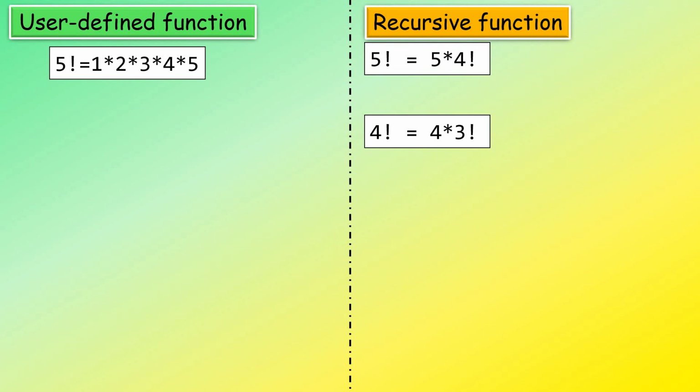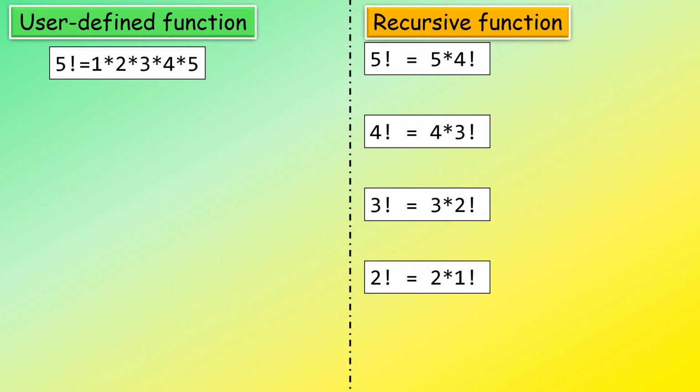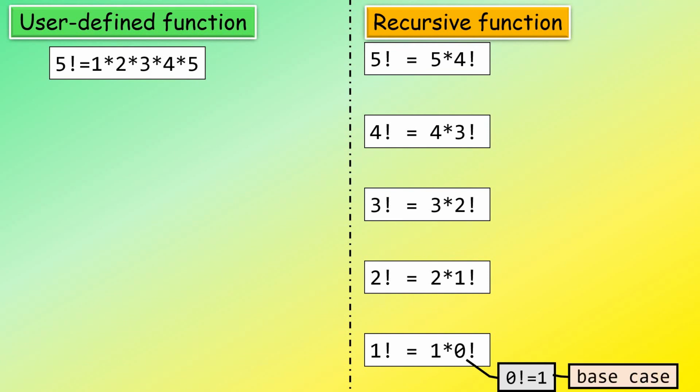So you go on to calculate 3 factorial, which is 3 into 2 factorial. And again, now you have to calculate 2 factorial, which is 2 into 1 factorial. And 1 factorial is equal to 1 into 0 factorial. You cannot proceed further because now you have touched the base case. So 0 factorial is equal to 1. That is the base case.